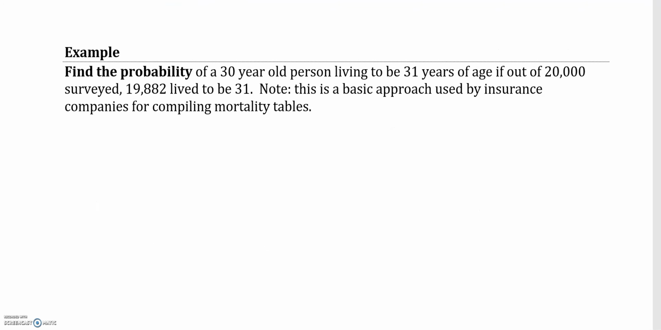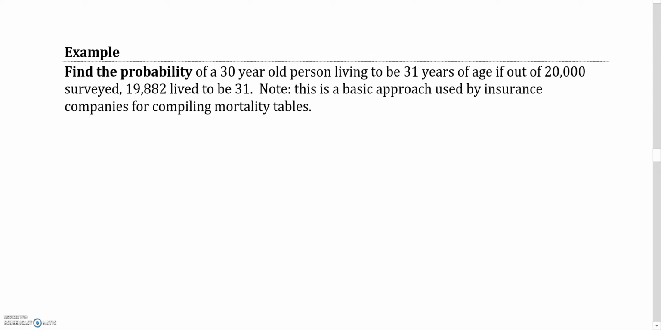In this example, it says find the probability of a 30-year-old person living to be 31 years of age if out of 20,000 surveyed, 19,882 lived to be 31. So this is a basic approach that's used by insurance companies for compiling mortality tables.